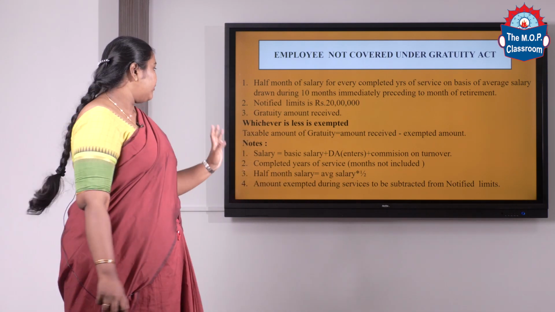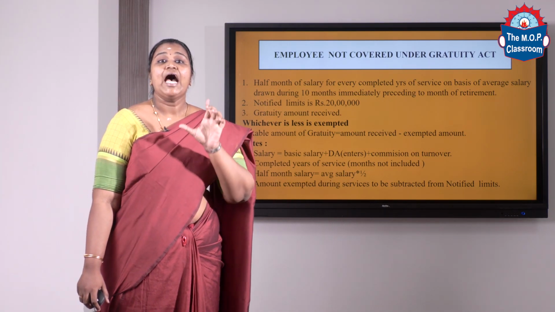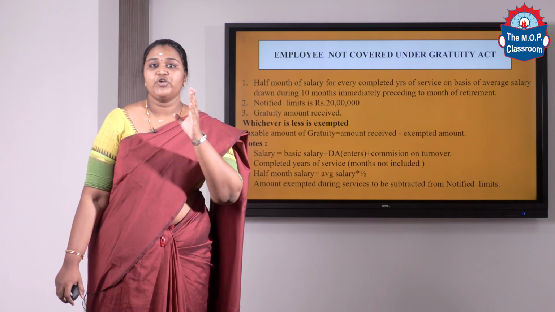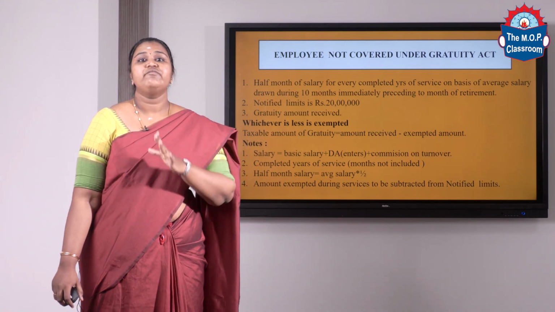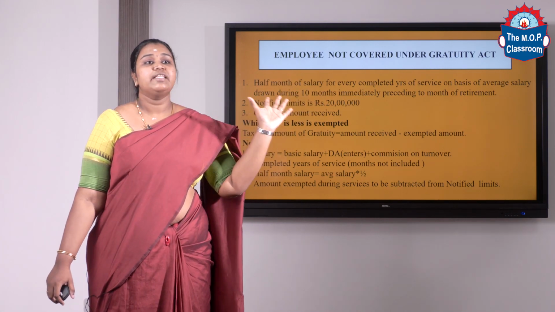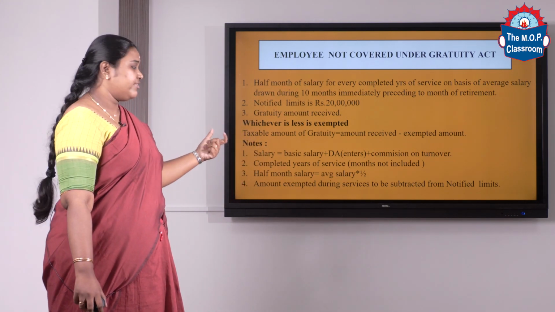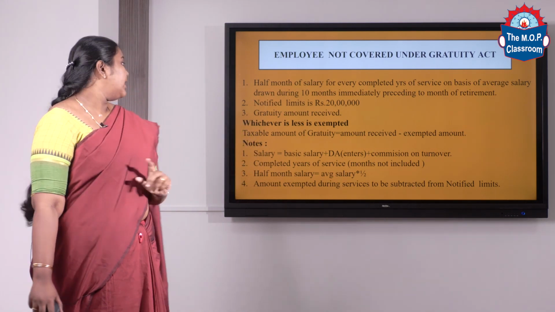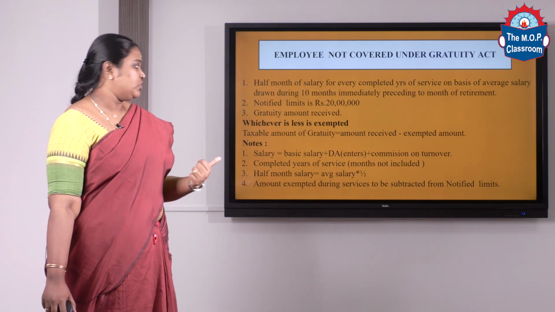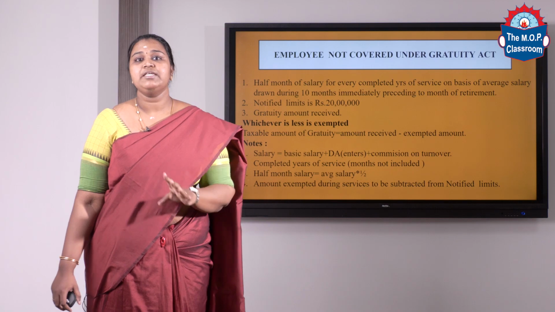Point number 3, half month salary. Here we will consider the average salary. So, what is average salary? Average salary will be calculated from the date of retirement. That is, if your retirement month is November, then we will take the preceding 10 months, starting from January till October. The 10 months' salary, we will take its average. So, that will be your average salary into 1/2. Then point number 4 will be the same as your previous provision: amount exempted during the service to be subtracted from the notified limit of rupees 20 lakhs.